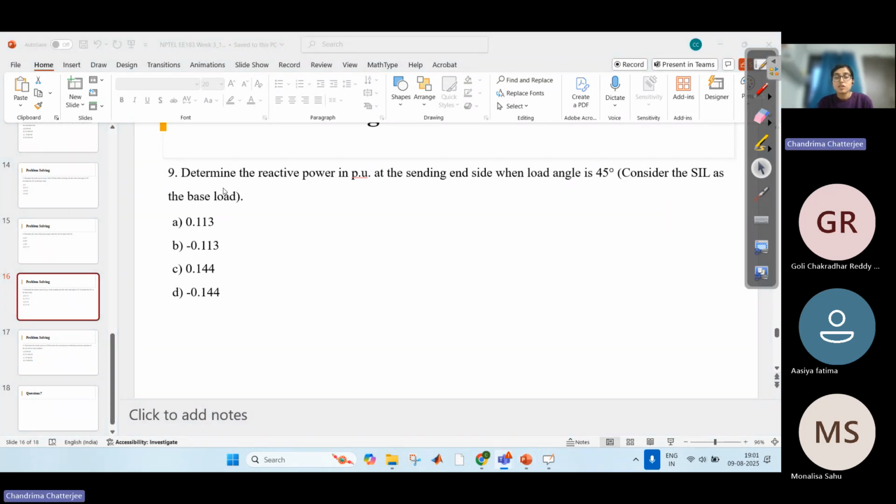Now let's discuss question 9. Determine the reactive power in per unit at the sending end side when load angle is 45 degree. Again, consider SIL as the base load. So the per unit reactive power at the sending end side when the load angle is 45 degree.